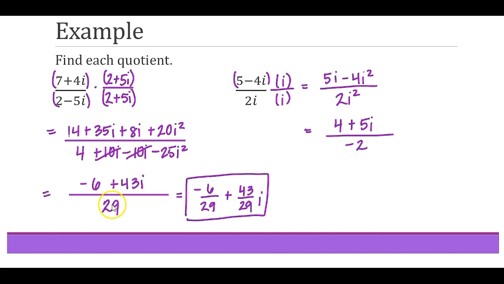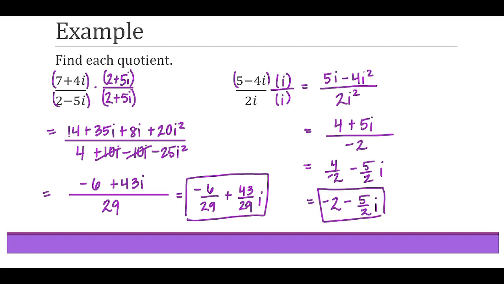Like over here it became 29. We needed the denominator to become just a real part, just negative 2, so that we can split this up. So this is 4 divided by negative 2, and then minus 5 over 2i, or negative 2 minus 5 over 2 times that imaginary unit.